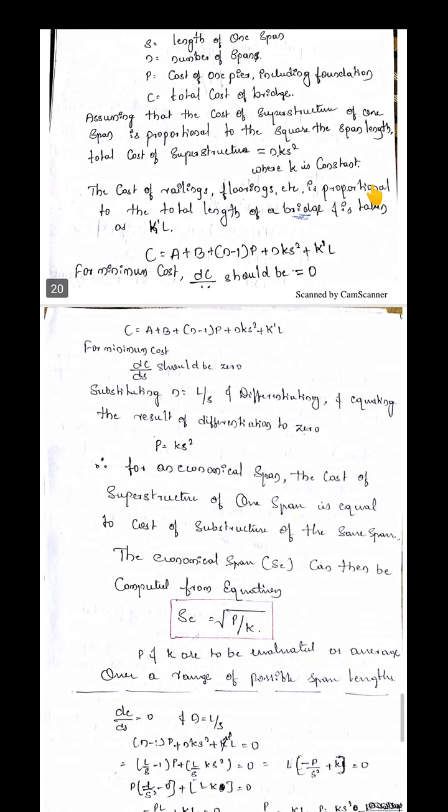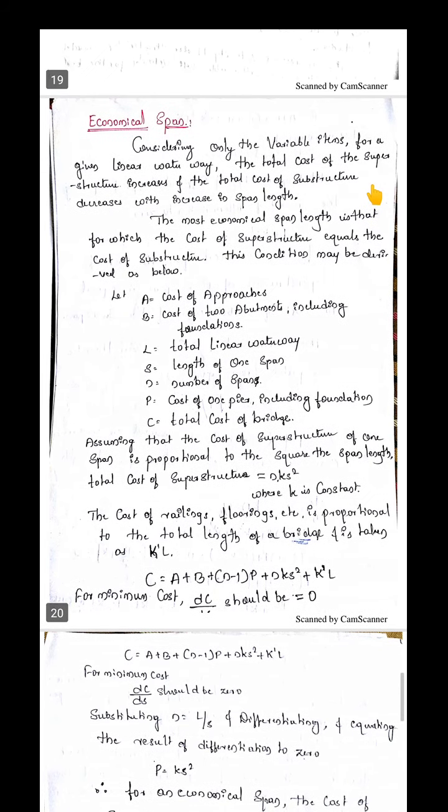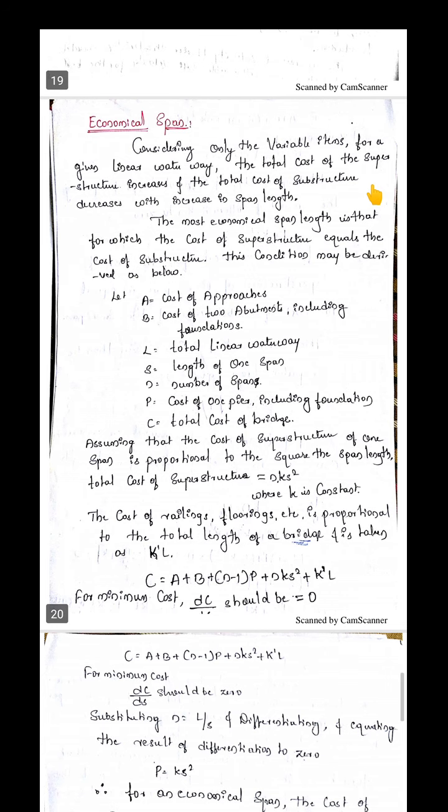Shall I explain once again this one? See, from the beginning I will come once again here. Economical span. When we call it an economical span, it means the total cost of construction of the superstructure is equal to the total cost of construction of the substructures. Then we can call it an economical span, right?